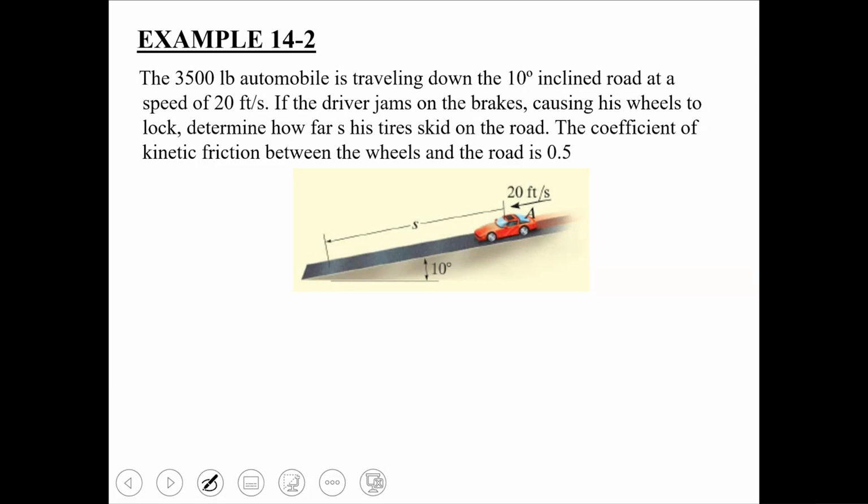So you need to find out how far his tires skid on the road before stopping. The coefficient of friction between the wheels and the road is given to you as 0.5. So you have a car which is traveling down the incline at a speed of 20 feet per second. Suddenly the driver applies brakes, causing his car wheels to lock. You need to find out how long this car is going to skid on this road before it is stopped. Coefficient of friction between the car tires and the road is given to you as 0.5.